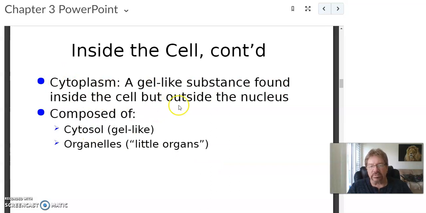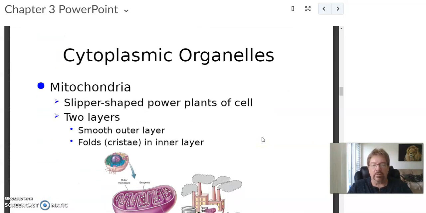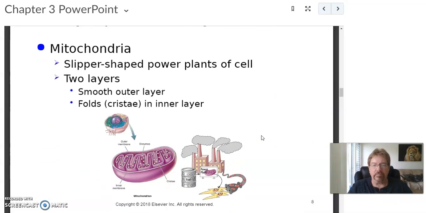All right, we mentioned this a couple times already. Cytoplasm is the gel-like substance found inside the cell but outside the nucleus, because the nucleus has its own nucleoplasm. It's composed of cytosol, which is gel-like, and then within the cytoplasm are the organelles, little organs. This is a simple word, but it's important. Little organs.